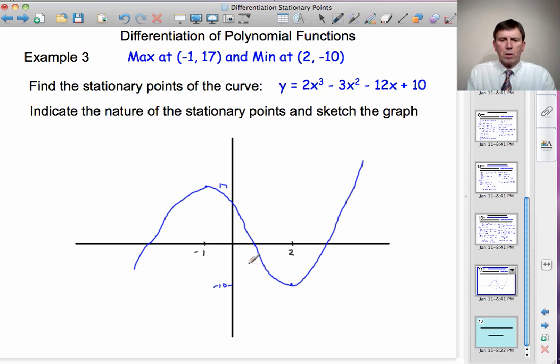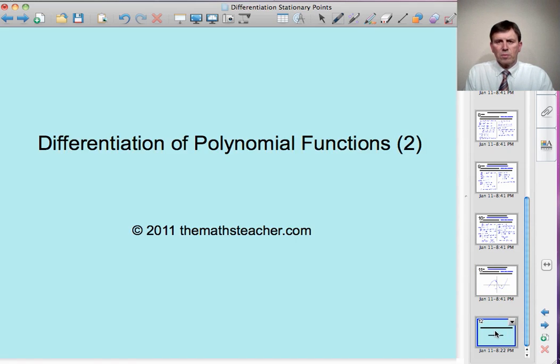The only other point we could mark on the graph would be the y-intercept. I can see that there's a y-intercept of plus 10, so I could mark 10 on there. And that completes the question. It also completes the lesson. We've now had a good look at finding stationary points and identifying their nature.